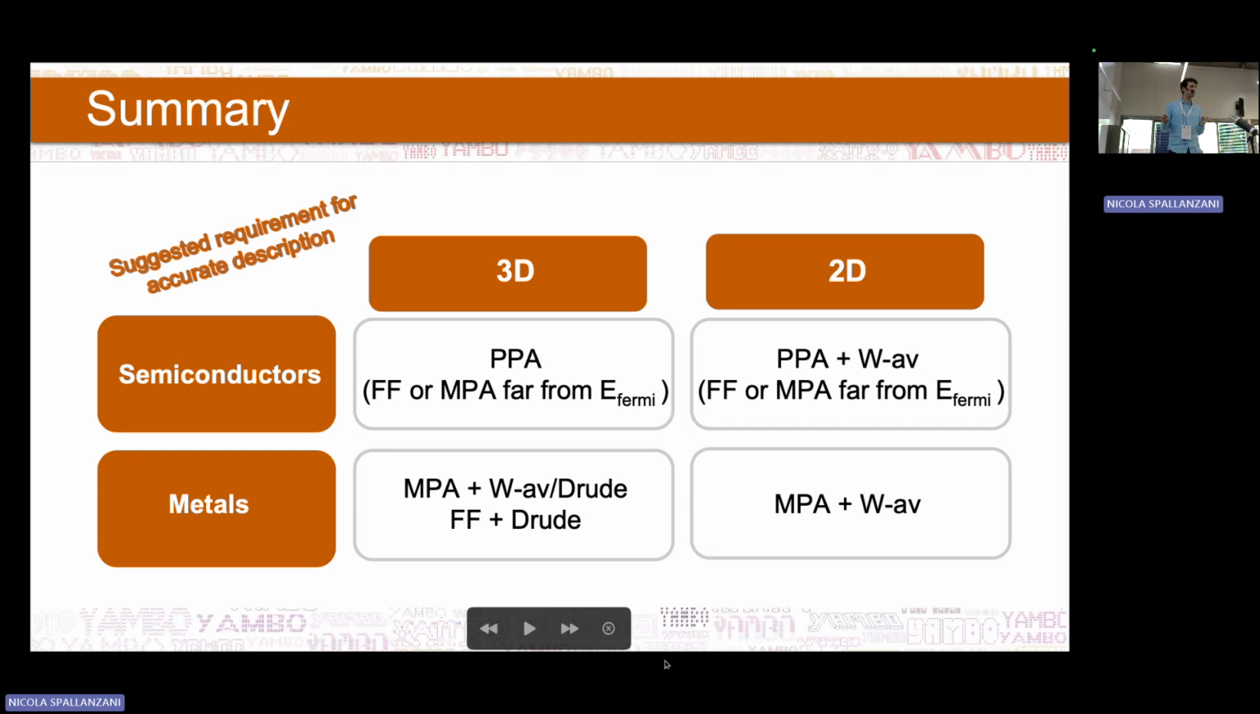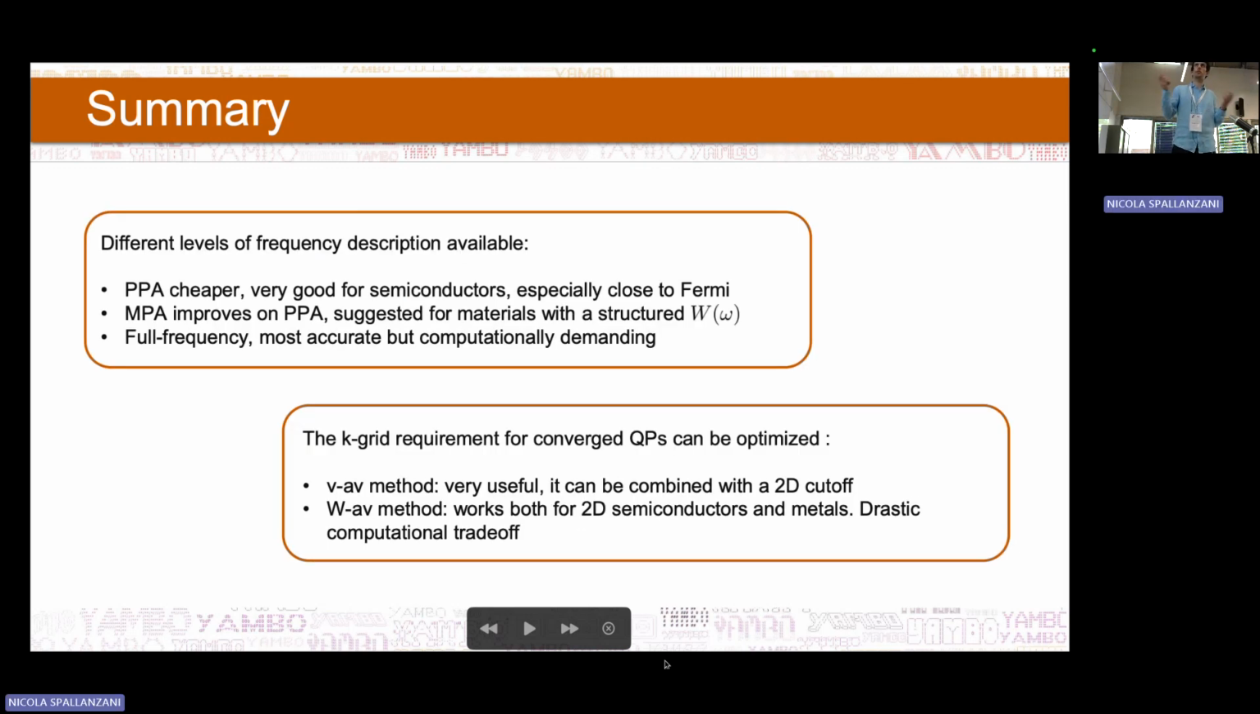My suggestion of what you should do for different systems: if you're dealing with semiconductors, the plasmon pole approximation is in general fine. In certain cases, far from the Fermi energy, you may want more refined techniques for the frequency treatment. But if you're dealing with metals, and even semimetals in certain cases, you need more advanced techniques when dealing with the frequency dependence. And okay, this is a summary of this. So I'm open for questions.